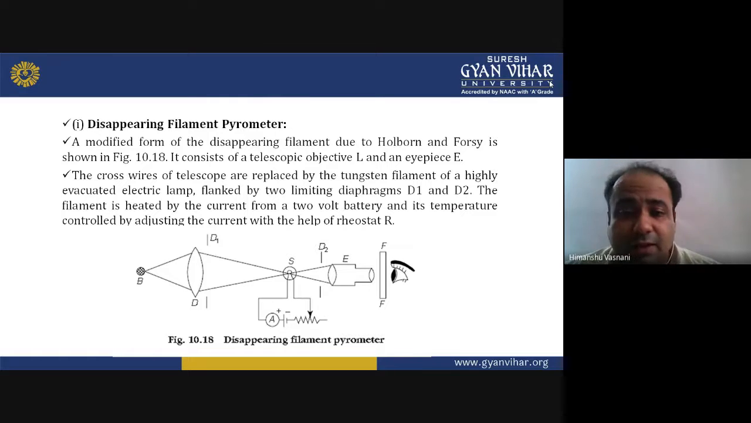and the eyepiece, capital E, is shown easily. The cross wire of the telescope is replaced by the tungsten filament of a highly evacuated electric lamp, flanked by two limiting diaphragms, capital D1 and capital D2. You can see this in the diagram. The filament is heated by the current from a 2-volt battery and its temperature is controlled by adjusting the current with the help of the rheostat capital R.